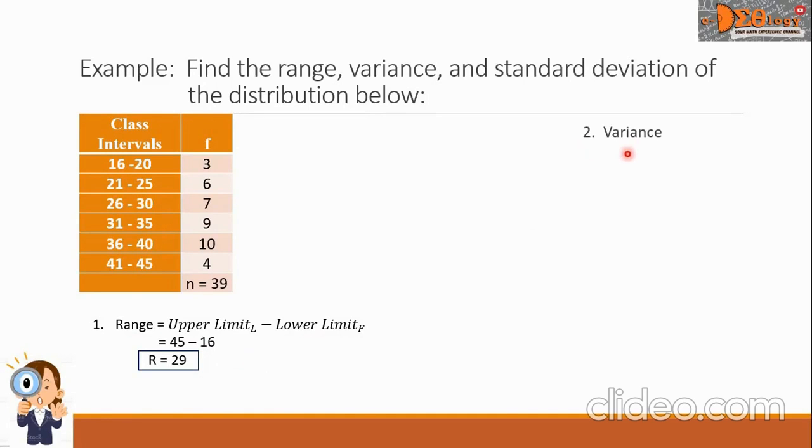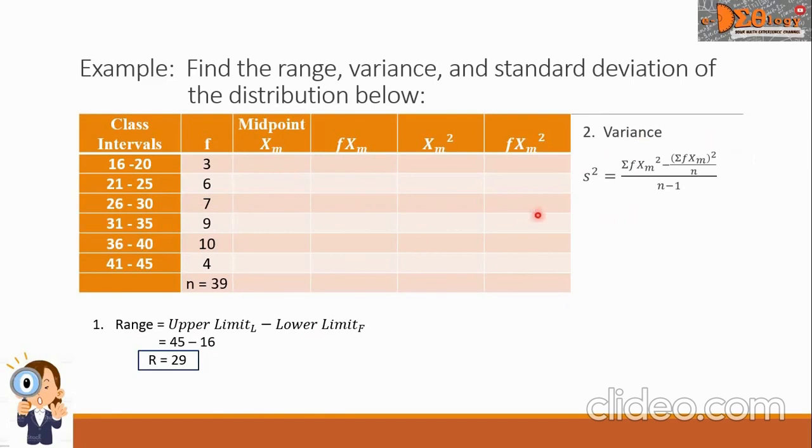Next, let us solve for the variance. In this video, let us use this formula. If we use this formula, we need to add 4 more columns in our table here. Here are the 4 columns. Let us study each column. The first additional column here is for the midpoint, denoted by x sub m. Please remember that the formula for the midpoint equals lower limit plus upper limit all over 2.